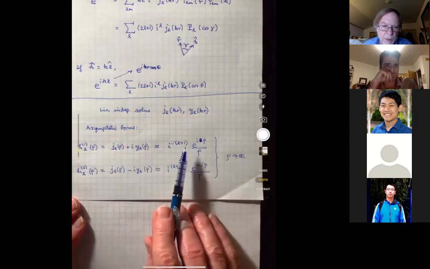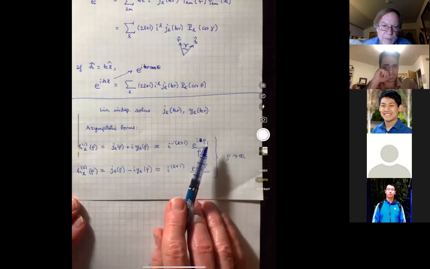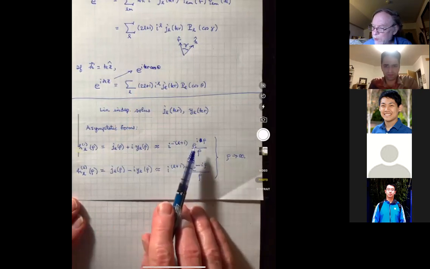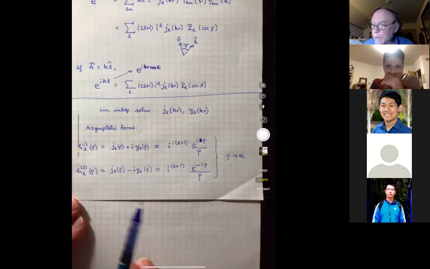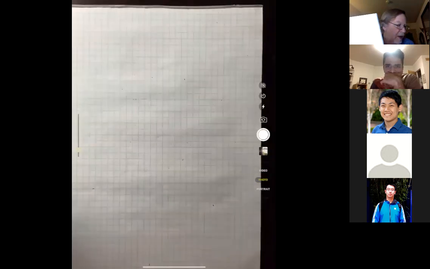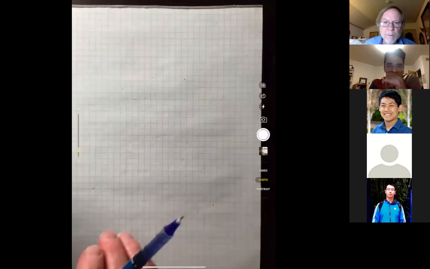H1 is basically an outgoing spherical wave, which you get if you attach the time dependence to it, and H2 is an incoming spherical wave. So this is convenient for studying the waves in the asymptotic region, just to form these linear combinations. Now that's all I want to say for now about free particle solutions. I'll have to come back to them.